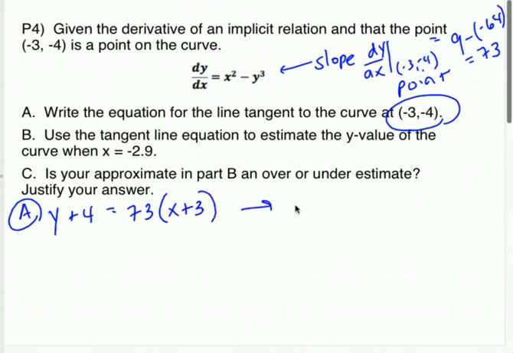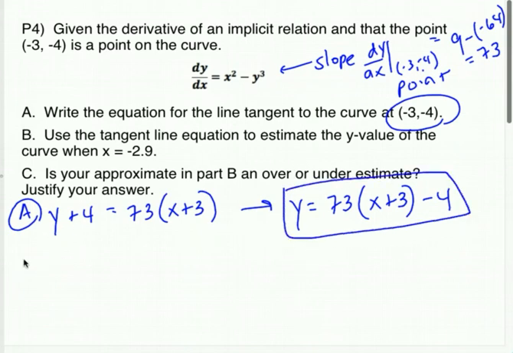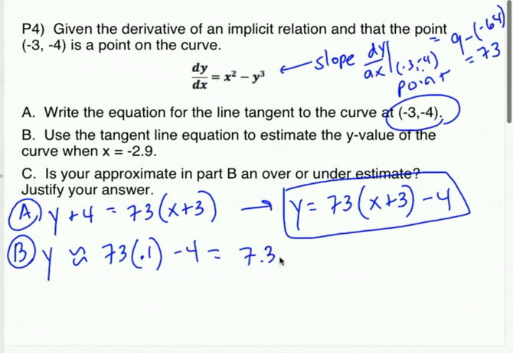But we're probably going to go ahead and solve for y by subtracting the 4 over because it makes life a lot easier when you do what's likely to be the next part of the problem, which is going to be to use your equation. So there's your tangent line equation. Sure enough, B asks us to use the tangent line equation at -2.9. So I'm going to get 73 times a 0.1 minus a 4, which is a 7.3 minus 4, or a 3.3. It's my approximate value.